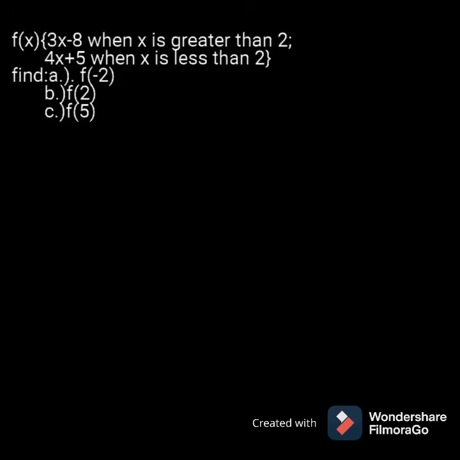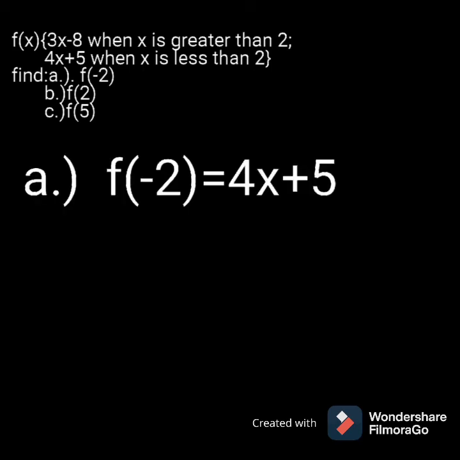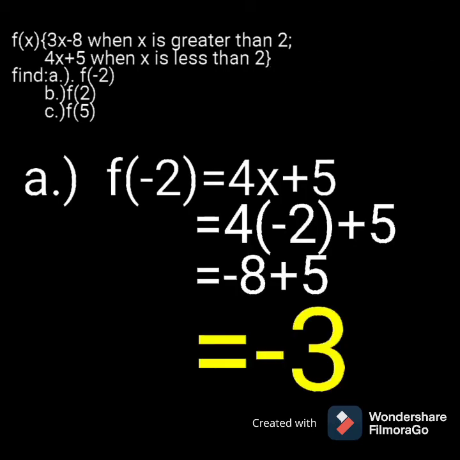F of x is 3x minus 8 when x is greater than 2 and 4x plus 5 when x is less than 2. Find f of negative 2, f of 2, and f of 5. F of negative 2 is equals to 4x plus 5 because it is less than 2. Substitute x to negative 2, so 4 times negative 2 is equals to negative 8, copy plus 5. So negative 8 plus 5 is equals to negative 3. And that is the value of f of negative 2.